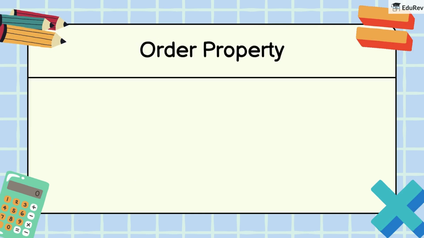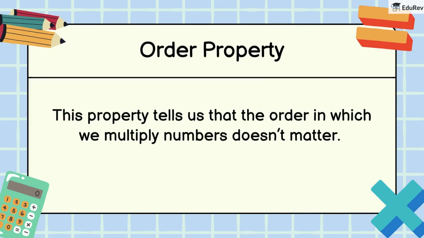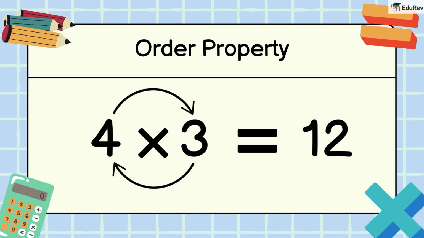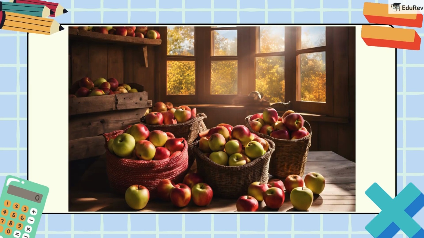1. Order property. This property tells us that the order in which we multiply numbers doesn't matter. For example, 3 times 4 is the same as 4 times 3. Both give us 12. So, whether you say 3 bags of 4 apples or 4 bags of 3 apples, you still have the same total number of apples.